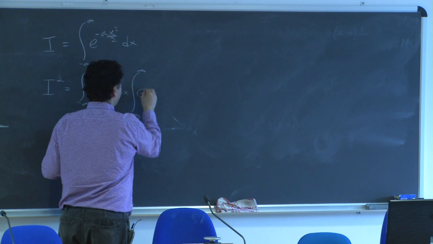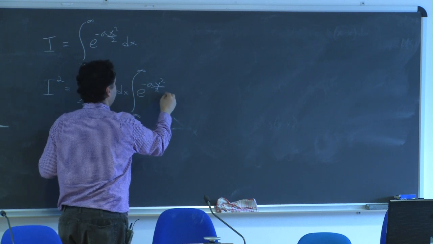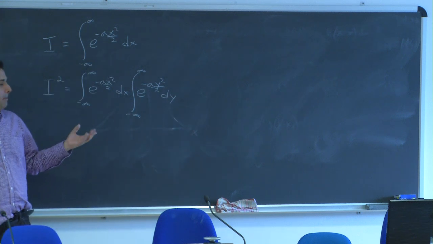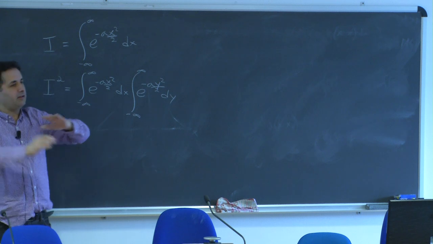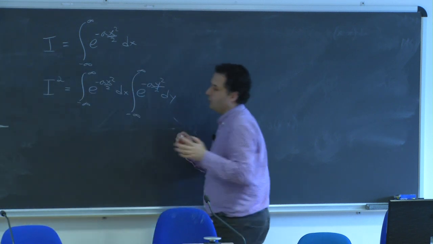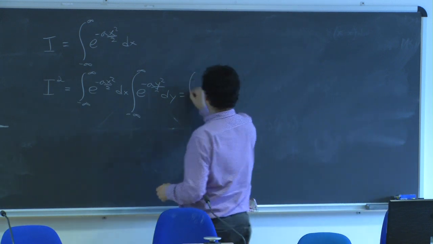Change the variable, call it y instead of x. It's just a dummy variable of integration. Doesn't matter what I call it. But if I call it x here and then I start combining things, I'm going to get all confused and it's going to be a disaster. So I call it y for no particular reason. Now I can combine these two as a double integral.